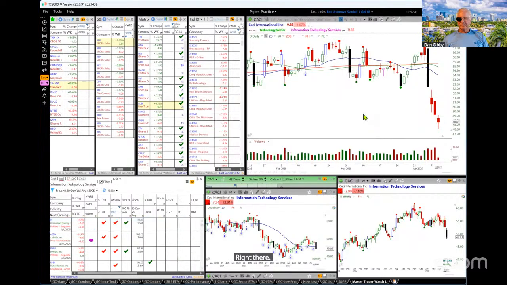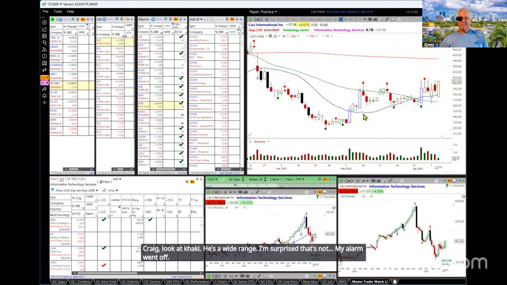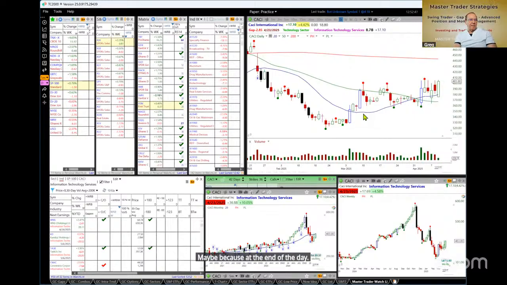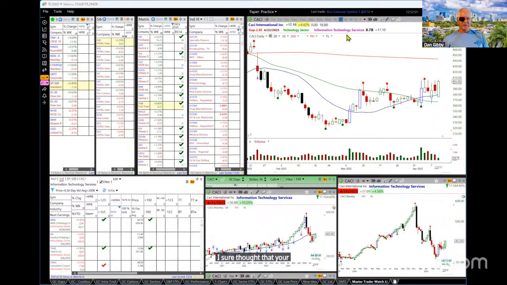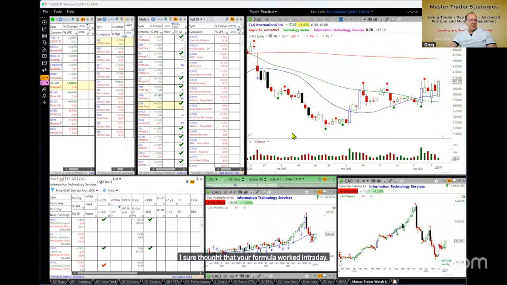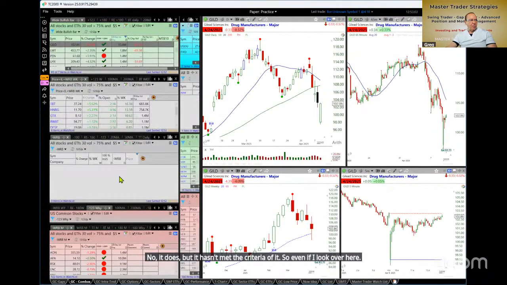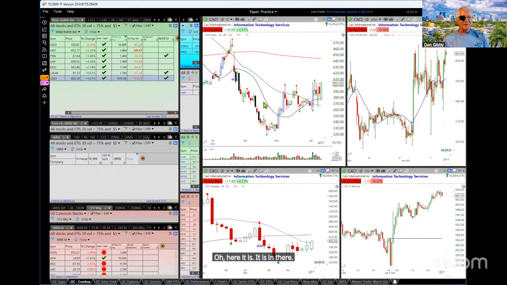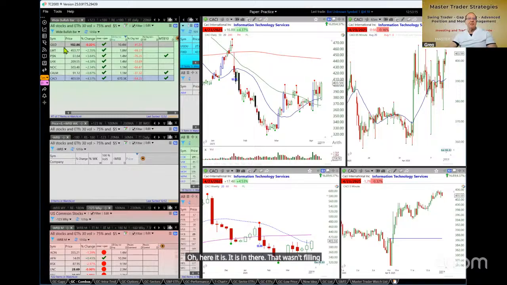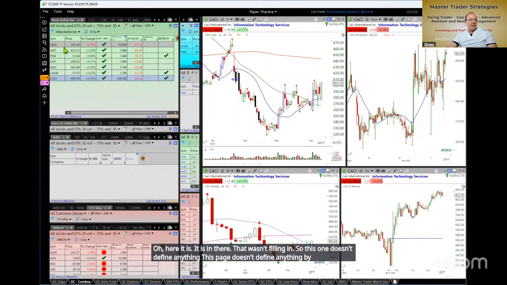My alarm went off. Maybe because it's the end of the day, I'll have to look at the formula. It's in the technology sector. I sure thought that your formula worked intraday. No, it does, but it hasn't met the criteria. Even if I look over here, where there are just wide range bars, oh, before that wasn't filling in. Oh, here it is. It is in there. That wasn't filling in. So this one doesn't define anything.